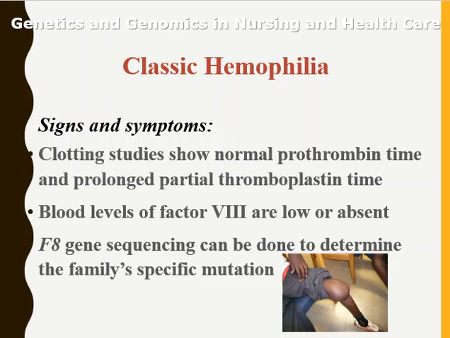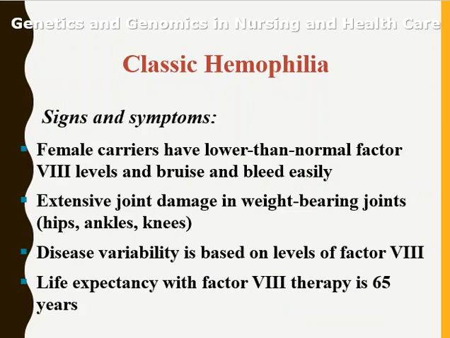And down below here, I've got a picture of a guy who has that involvement in the knee with the hemophilia, because of the weight-bearing joint. They bleed into the joints, and that also causes further destruction of the joints. Female carriers have lower than normal factor VIII levels and bruise and bleed easily. Extensive joint damage in weight-bearing joints, as I've mentioned. Disease variability is based on levels of factor VIII, so there are varying degrees there.